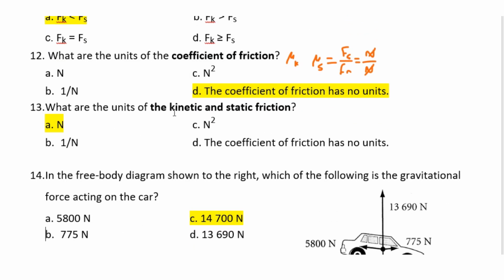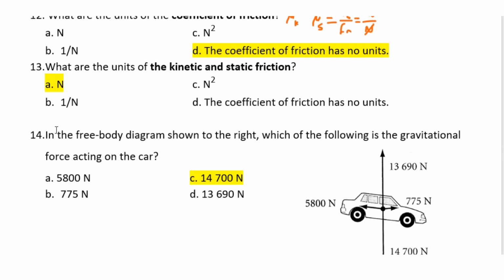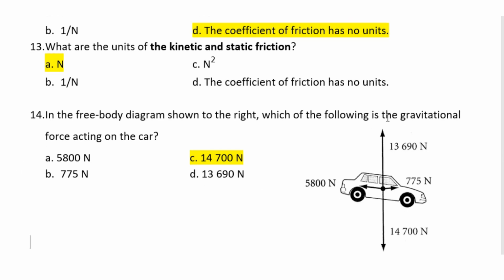Okay, what's the unit of kinetic and static friction? Friction is force, so it will be Newton, N. Coefficient has no unit, but friction has a unit, which is Newton. Okay, in the free body diagram shown to the right, which of the following is the gravitational force acting on the car? Don't forget, gravitational force is always downward. So 14,700 Newton. This is the gravitational force.